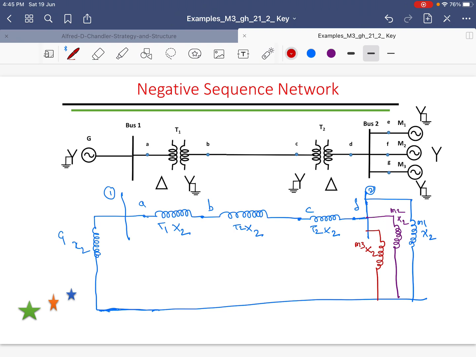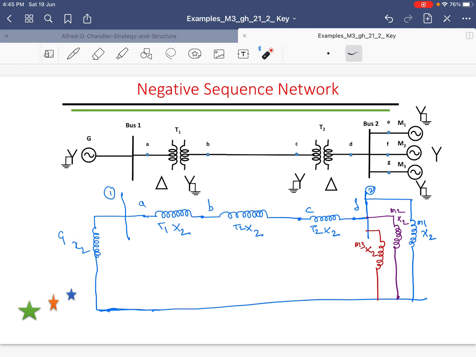That is, the negative sequence diagram is very simple. Here there is no involvement of any source of voltage, meaning each component is represented by its negative sequence reactance, that is transformer, transmission line, transformer, and the motors, all three connected in parallel. This is how we have to draw the negative sequence diagram for the given network.